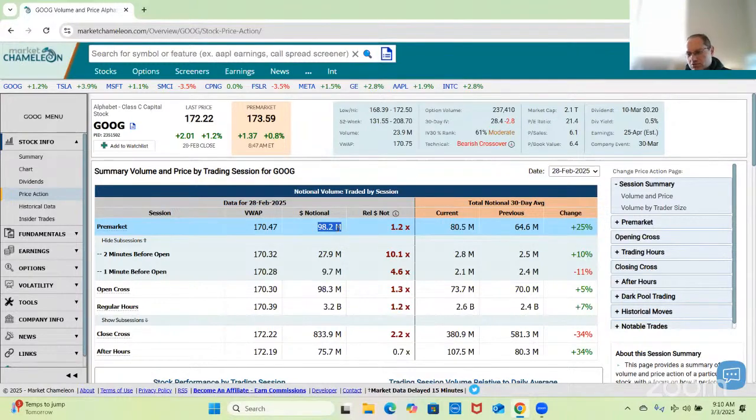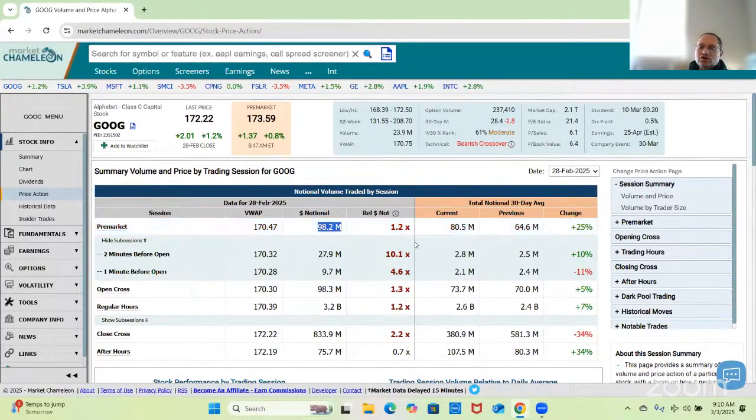we want to keep track, well, is that more or less than typical? So to do that, we have to keep track, what does Google tend to trade in the pre-market, right? So that's what this relative notional is over here. The relative part lets us know, is this more or less than typical pre-market trading activity in Google? So you could see here that on Friday, Google traded 1.2 times its average notional amount in pre-market, which is a little bit more than usual.